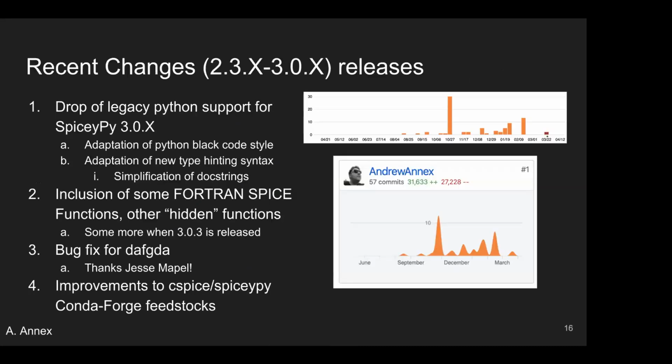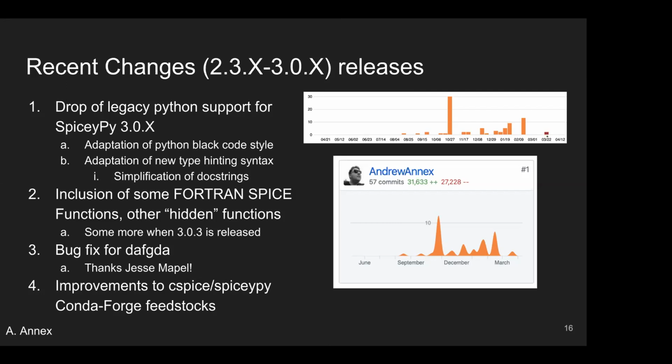In this part of the talk, I'm just going to give a general status update. From the prior slide, where we showed the releases, there was a flurry of activity in late 2019 and early 2020, where I was preparing a SpiceyPy 3.0 release, coinciding with the deprecation of legacy Python 2.7. Those versions are now gone as far as I'm concerned.